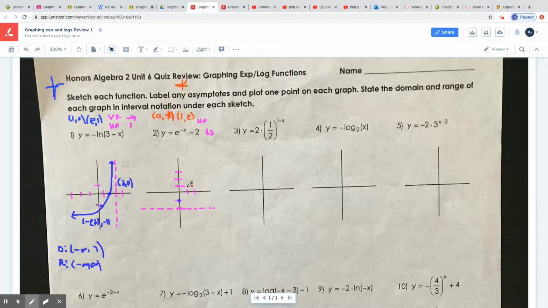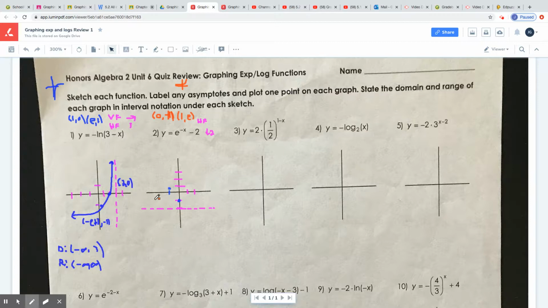All right. 1 comma e is here. When I do a horizontal flip with that one, I flip over this axis. I am now at -1, e. Change the sign of the x coordinate. I'm at -1, e, and then I move down 2, which is right about in there.